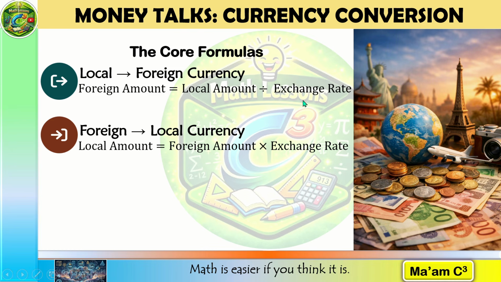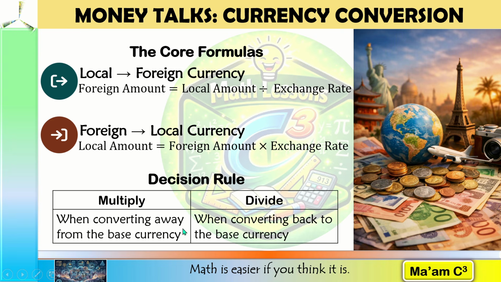Now, the second situation is converting from foreign currency back to local currency. For this, we use: local amount equals foreign amount multiplied by the exchange rate. So if you have US dollars and want to know the equivalent value in Philippine pesos, you multiply. Here's a simple decision rule that you can remember. Multiply when converting away from the base currency and divide when converting back to the base currency. But don't rely on memorization alone. Always look at the units in the exchange rate and check whether your answer makes sense.